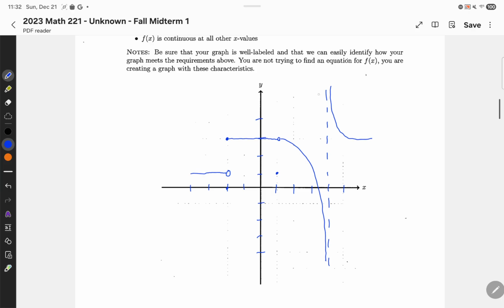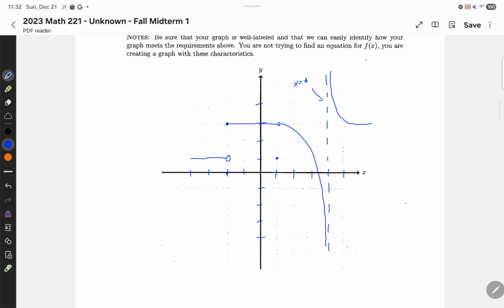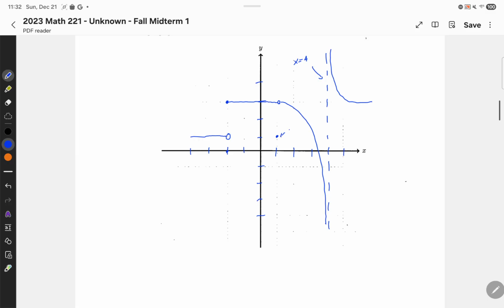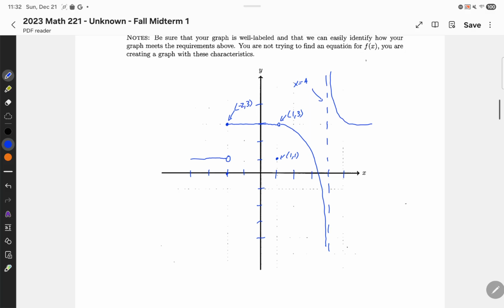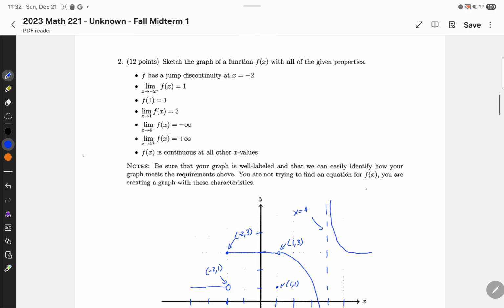Let's go ahead and label some key points. So this asymptote is at x is equal to 4. This is going to be the point 1, 1. This is the point 1, 3. This is the point minus 2, 3. This one could be different for you, of course. This is the point minus 2, 1. And I believe those are all the key points that we need to label.